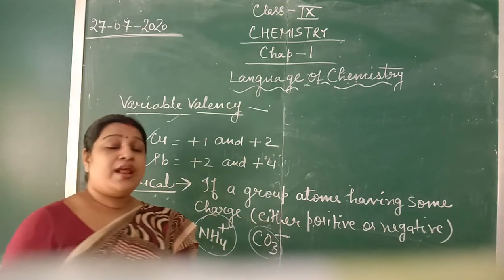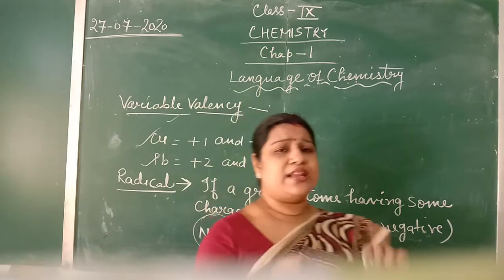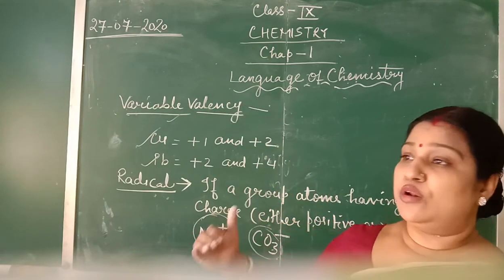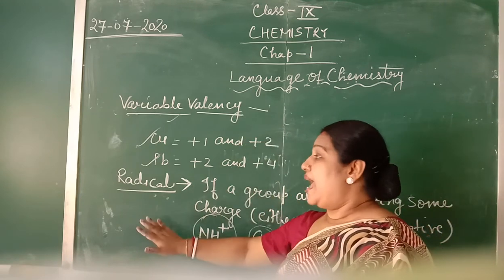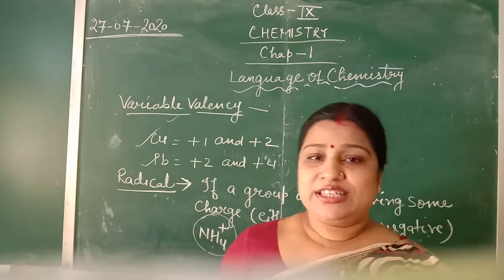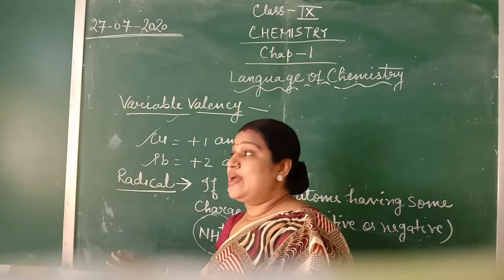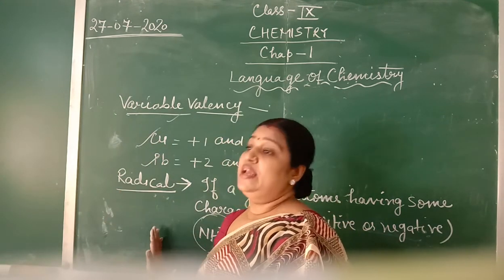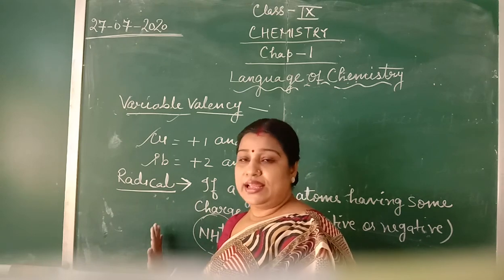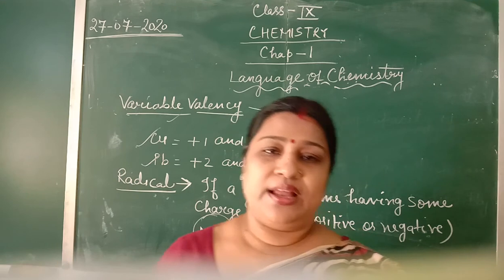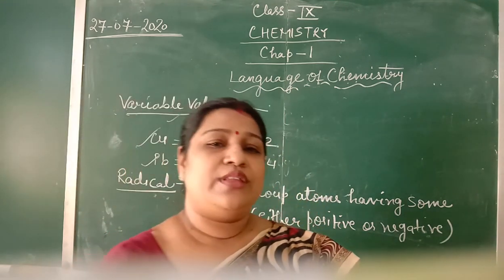Okay, children, I hope you understood these very basic concepts of chemistry: symbols, formula, valency, and the radical. In my next video, you will see how, by knowing the valency, we can easily write the chemical formula, and then we will proceed to chemical equations and balancing. So thank you so much.